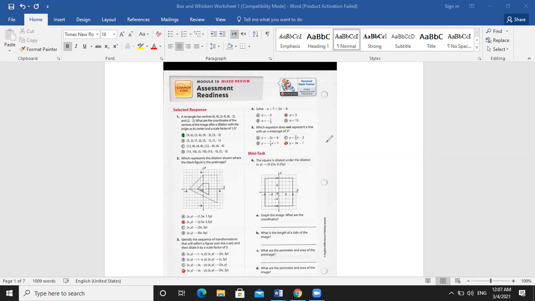What is the length of the side of the image? To find the length of the side of the image, we count the small squares. So it will be 2. Yes. What are the perimeter and the area of the pre-image? We are going to find the length of each side, then calculate the perimeter, the sum of all sides, and the area.